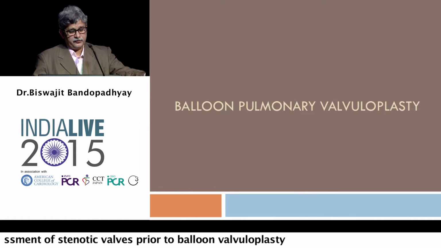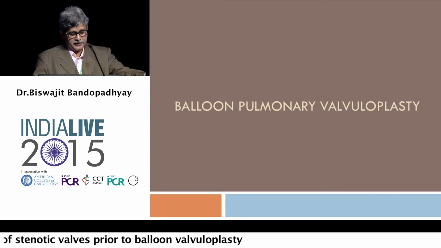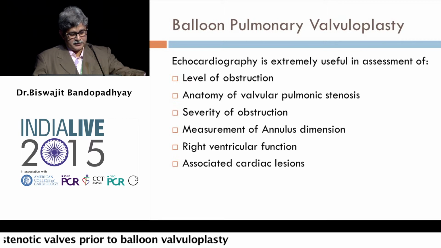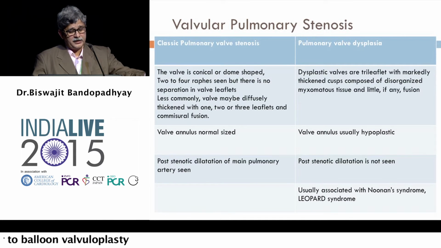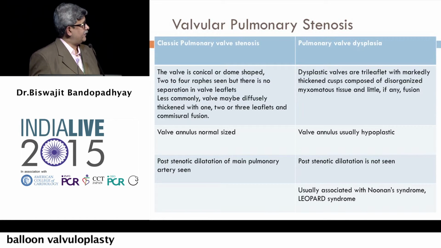So same, by echocardiography, we see the level of obstruction, anatomy of valvular pulmonary stenosis, severity, annulus dimensions, right ventricular function, and associated cardiac lesions. So the level of obstructions can be different, like valvular, infundibular, supravalvular, and even up to branch pulmonary artery stenosis, that is peripheral PS. So in classic pulmonary valve stenosis, we have a conical dome-shaped valve, few raphes.